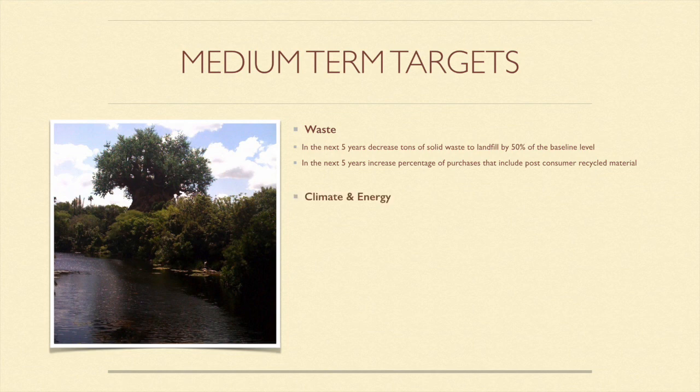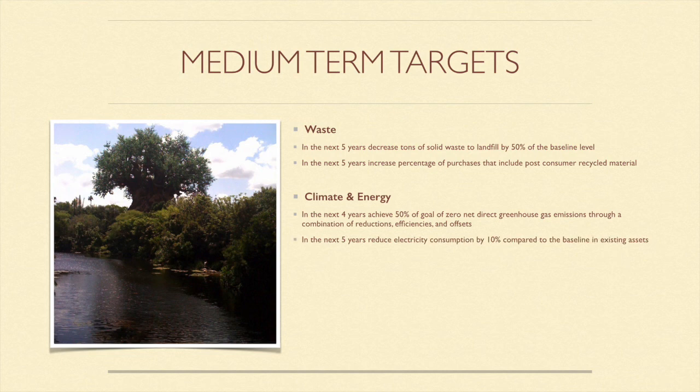In the area of climate and energy, in the next 4 years, achieve 50% of goal of zero net direct greenhouse gas emissions through a combination of reductions, efficiencies, and offsets. In the next 5 years, reduce electricity consumption by 10% compared to the baseline in existing assets. Develop a plan to aggressively pursue renewable sources of electricity to reduce emissions from electricity.